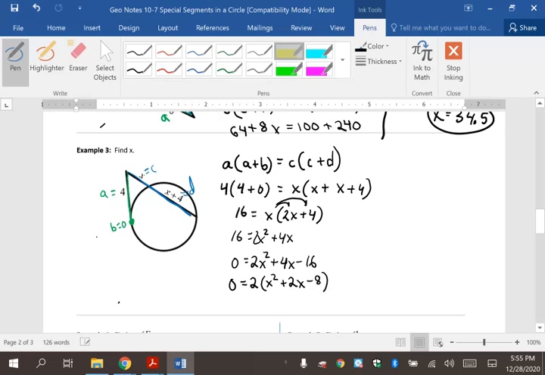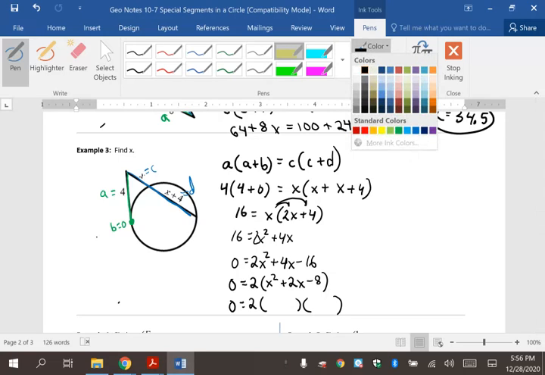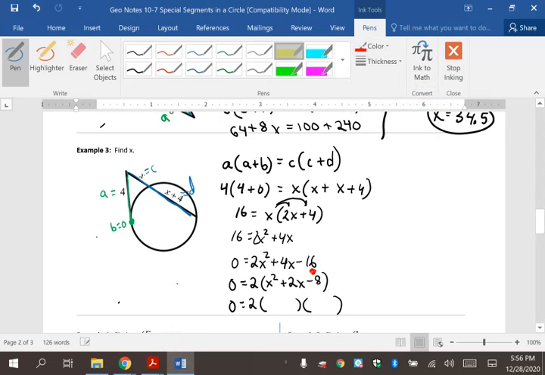And then because our leading coefficient is 1, we just have an x squared. We're looking at two numbers that multiply to get negative 8 and add to get 2. And that would be 4 and negative 2. So they multiply to get negative 8, add to get 2.